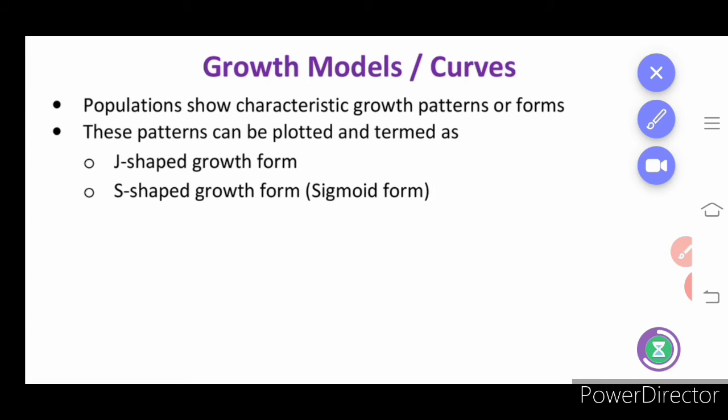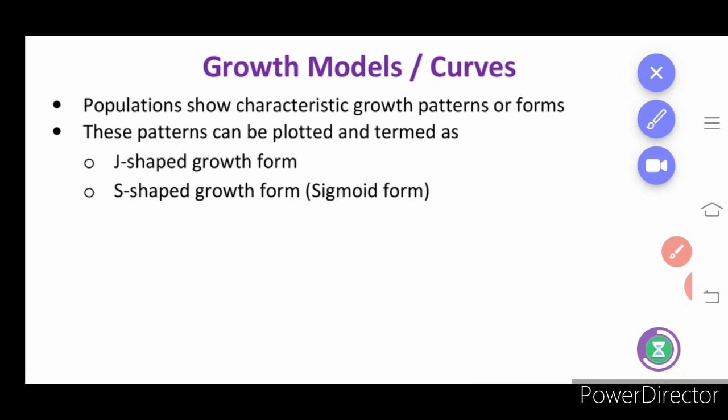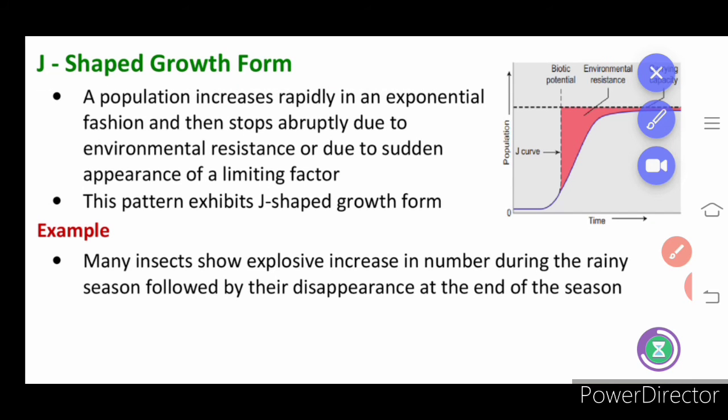Next we have growth model curves. It is important; these are headings you should learn. Population shows a characteristic growth pattern that is described with the help of the J-shaped curve and the S-shaped growth curve. We will learn the J-shaped curve first. So this is the curve: biotic potential, environmental resistance, and then the capacity, that is, the carrying capacity of the organism.